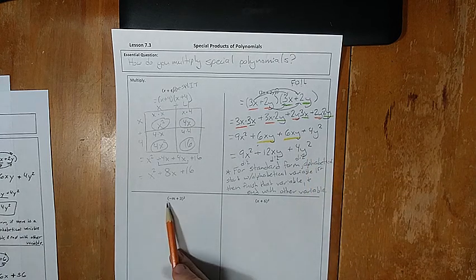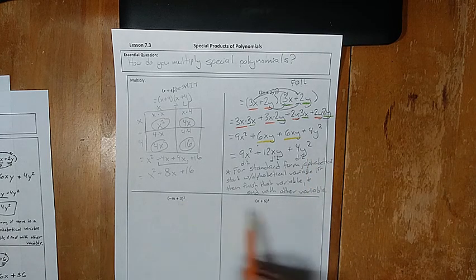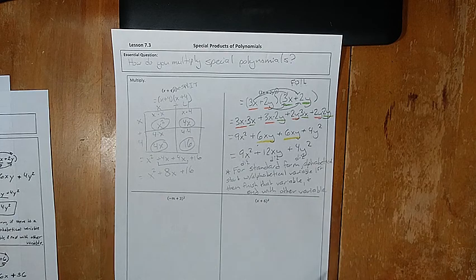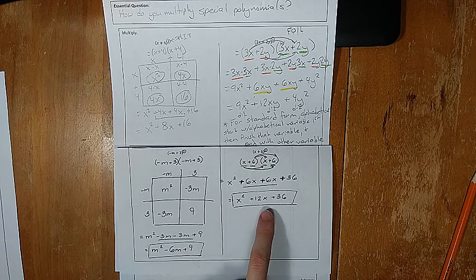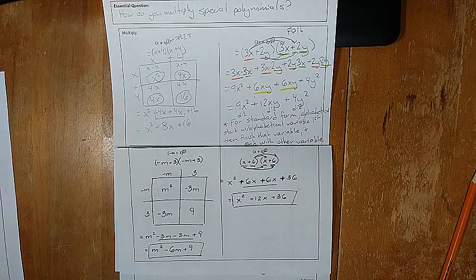Try the next two. We've got negative m plus 3 squared, and then x plus 6 squared. All right, pause the video, try the next two. So for the next two, you should have gotten m squared minus 6m plus 9, and then x squared plus 12x plus 36. Again, you can use either method, area model or distributive property, whichever you prefer. We're going to turn over to page 2 next.